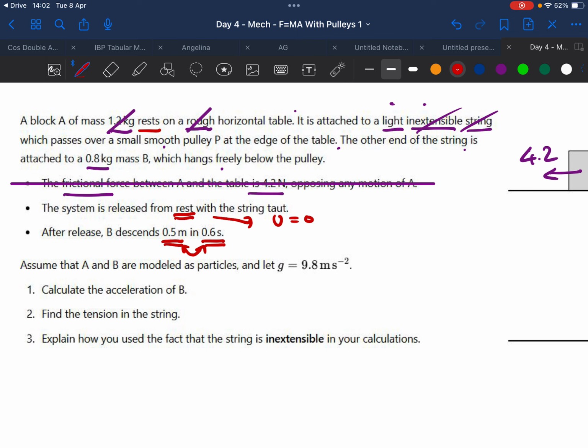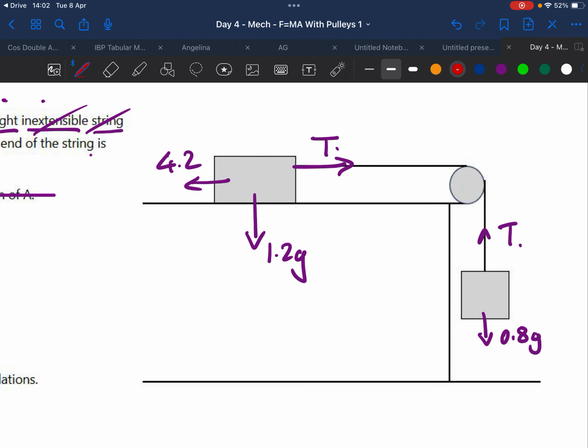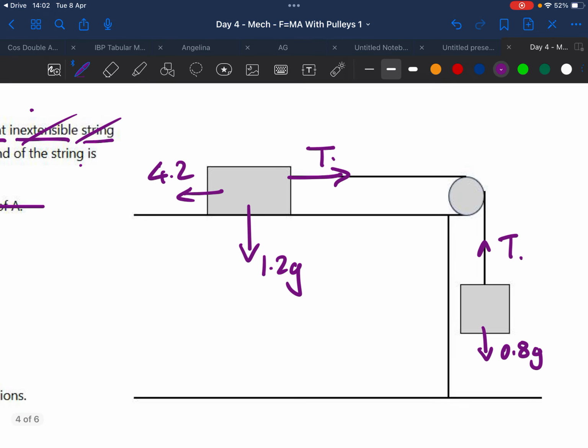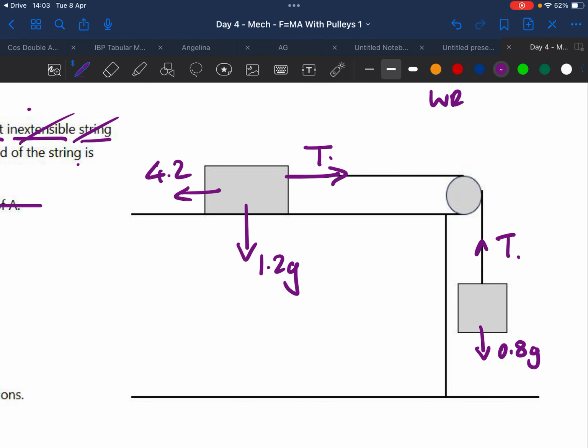Okay, so before we go too much further, I think it's probably just worth us going back here and thinking, have we accounted for all of our forces? So weight, reaction, resistance, friction, tension, thrust. Well, weight I have done for both of them.